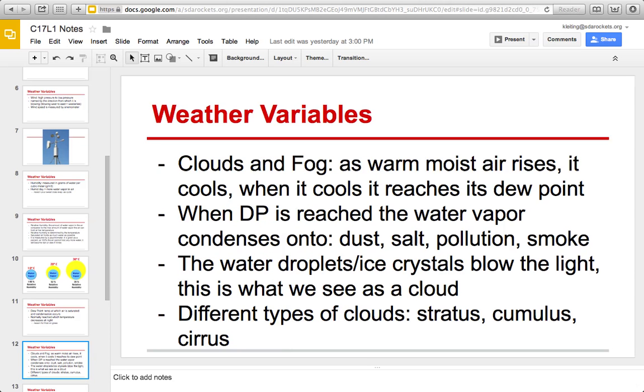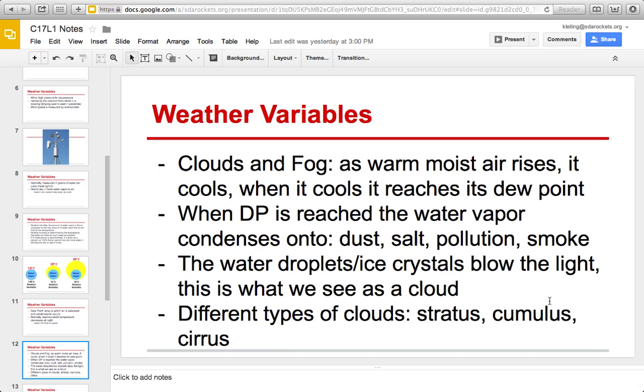Clouds and fog. As warm, moist air rises, again, so this is that water vapor that we have in the moist air, it cools. When it cools, it reaches its dew point. When it reaches its dew point, water vapor condenses, and it has to condense onto something. So it condenses onto anything that's in the atmosphere: dust, salt, pollution, smoke, whatever it might be. Watch those Bill Nye videos where he lights a few matches and tosses them in there, and he used that for them to condense on. The water droplets or ice crystals below the light. This is what we see as clouds.